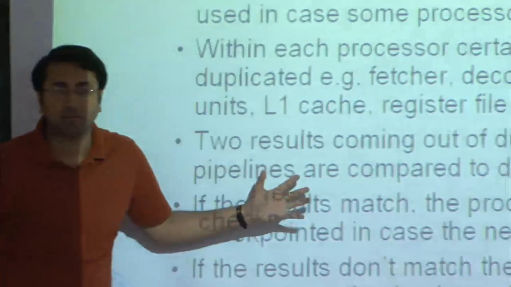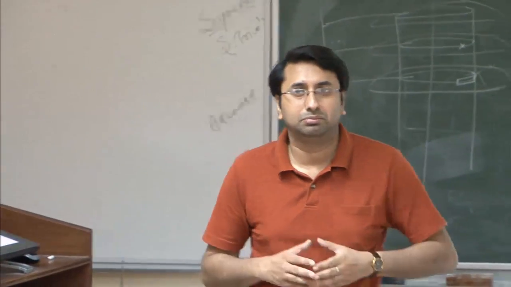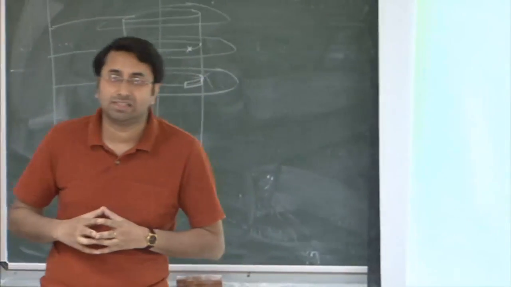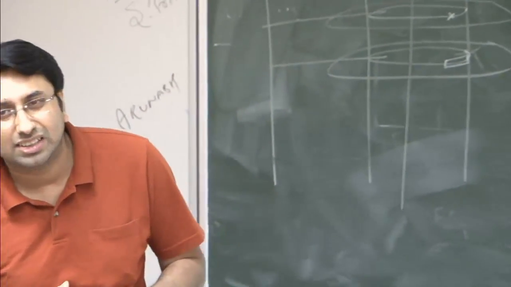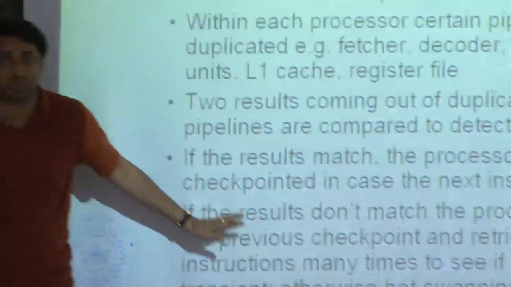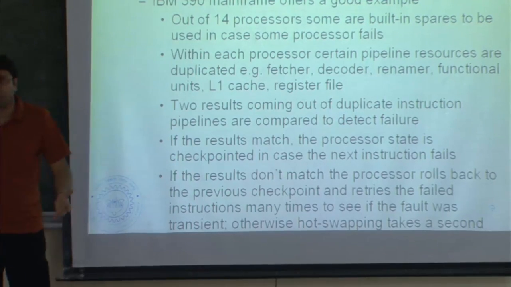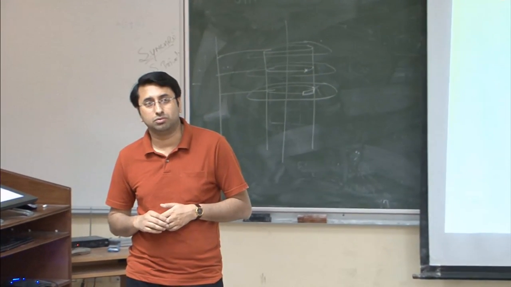Could we improve this a little bit? Instead of having two pipelines, if I give you three pipelines, does it help? With two pipelines, we can detect a failure and recover if it's a transient failure. If both the pipelines fail, then of course we cannot detect it, let alone recover. With three pipelines, what else can we do?